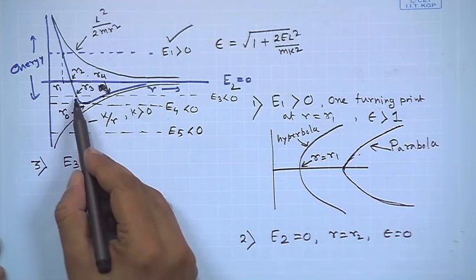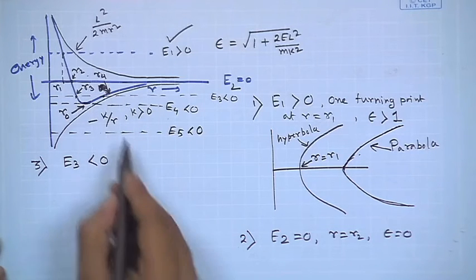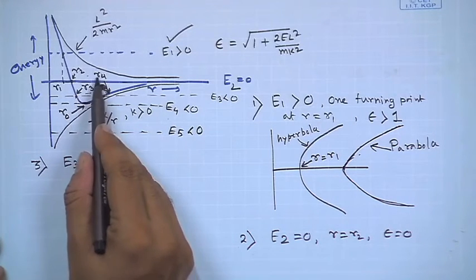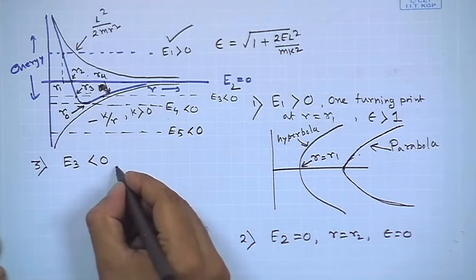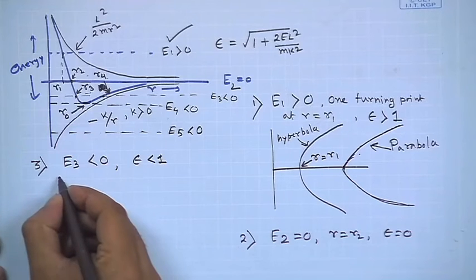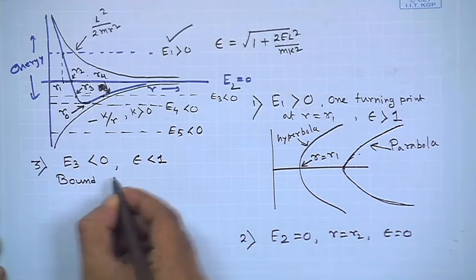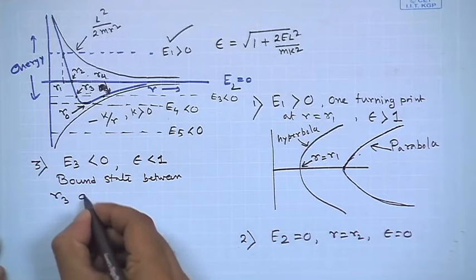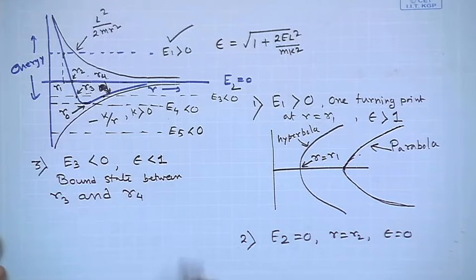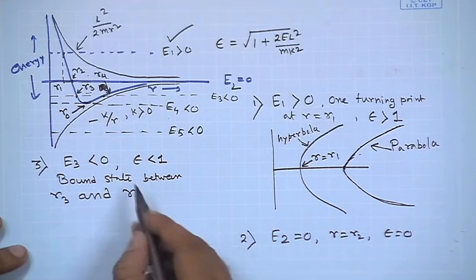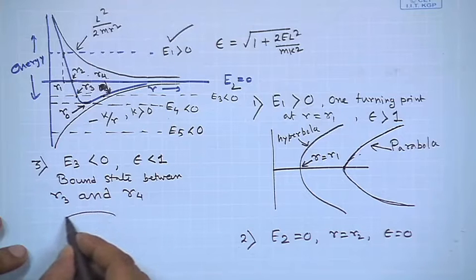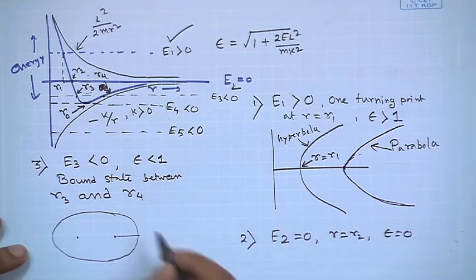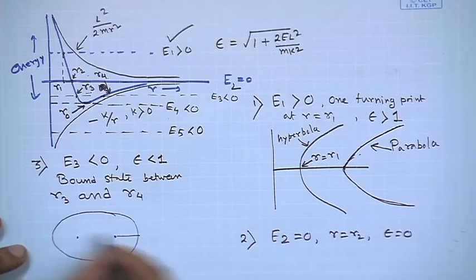So, there are two intercepts, and as we have discussed yesterday, it will be a bound orbit between the limits R3 and R4. Now, of course, we see that epsilon is less than 1. So, this one produces a bound state between R3 and R4, and the only bound state which is possible in an inverse square force field is an ellipse. So, this one is an ellipse with R ranging from the smallest to the highest.